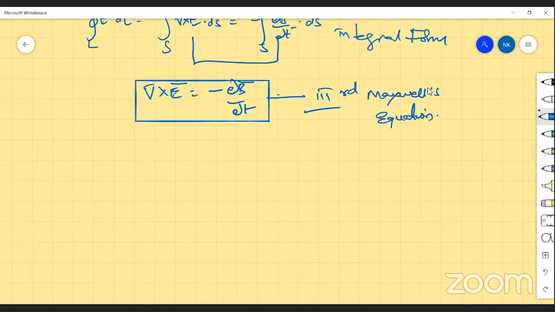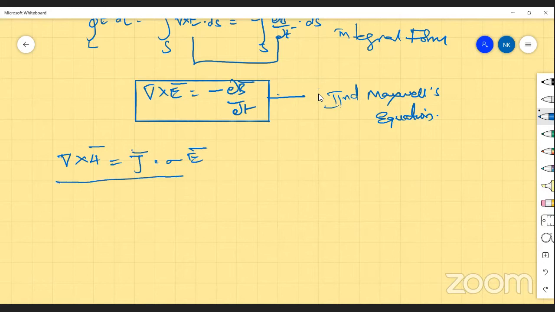Sorry, second Maxwell's equation. It's not correct. So what is the third Maxwell's equation? Generally, for static fields, del cross H bar is equal to J bar, that is sigma into E bar. So this is the static field case.